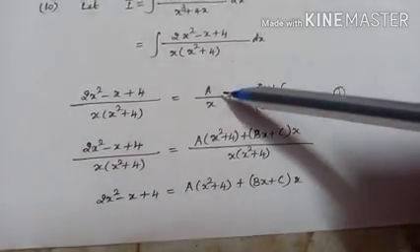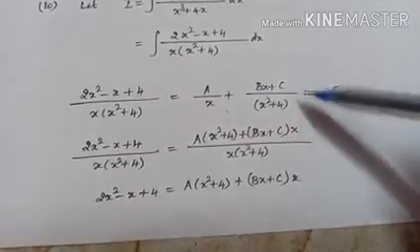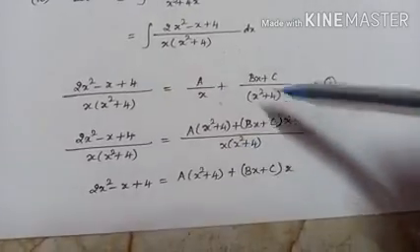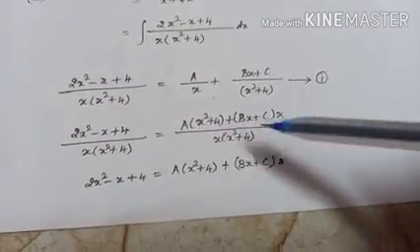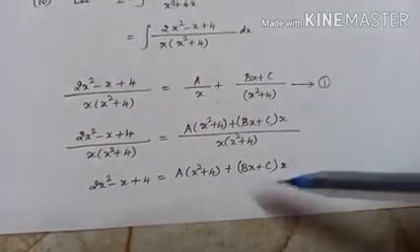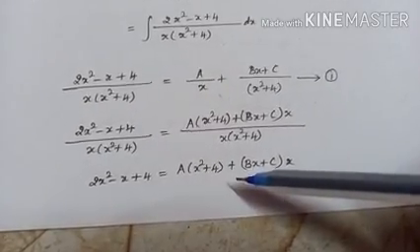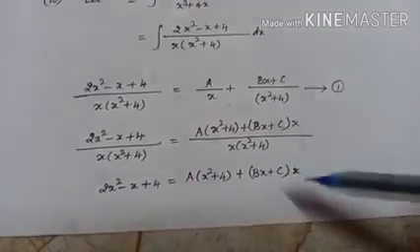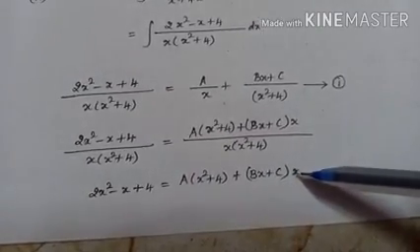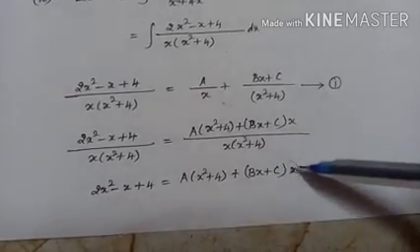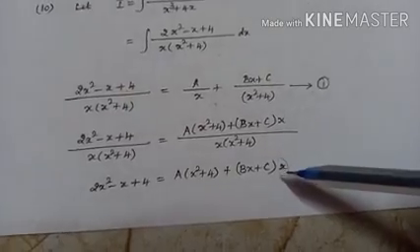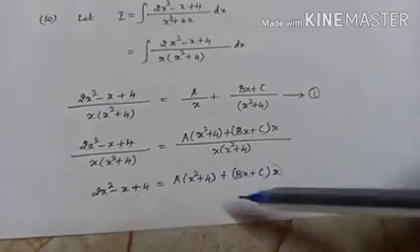You take LCM: A into x square plus 4 plus bx plus c into x, by x into x square plus 4. Denominators get cancelled, hence the numerators are equal. Give values to x and find the values of A, B, C. I told you, right? Usually we put x equal to 0. Put x equal to 0, so that you will get the answer A.